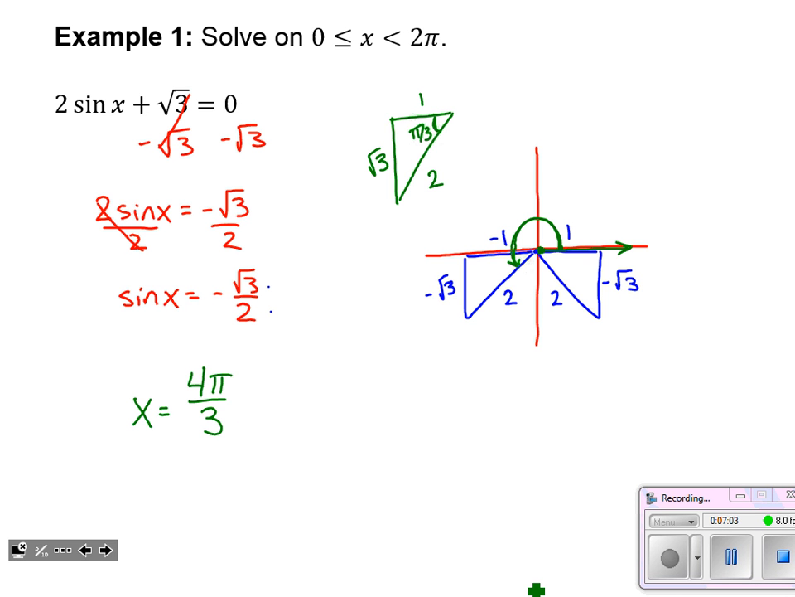for my first solution, and I do get a second solution. If I start on the positive x-axis again, and this time rotate all the way through, it's a full circle, but I stop 1 reference angle short. So I'm pi over 3 short of a full 2 pi radian circle. That's 5 pi over 3. And those are our solutions. We are done with this problem.